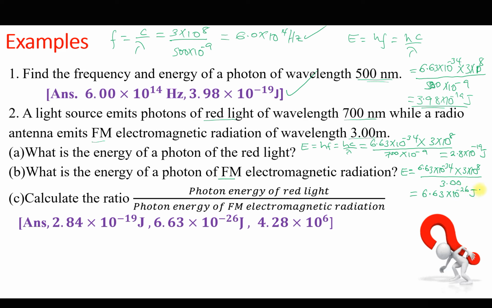So of course, you notice that red light has a shorter wavelength than radio waves, and the energy is inversely proportional to the wavelength. That makes sense that this energy is smaller than the first energy that we got.